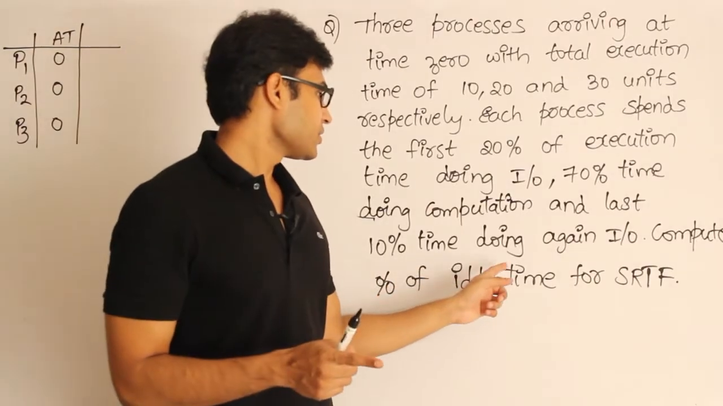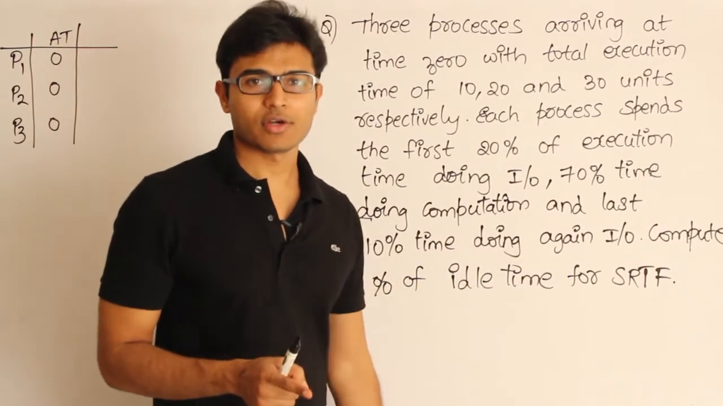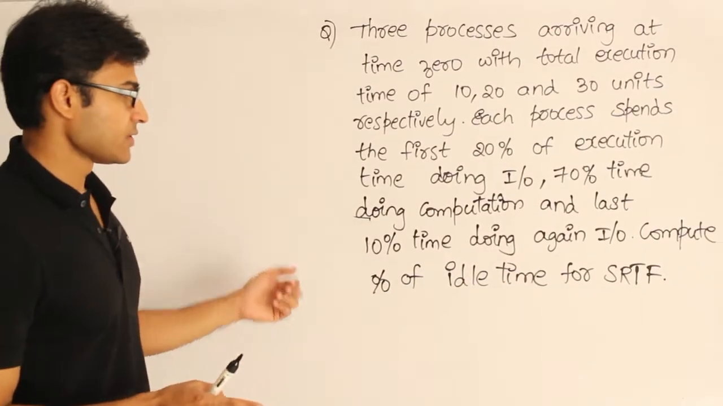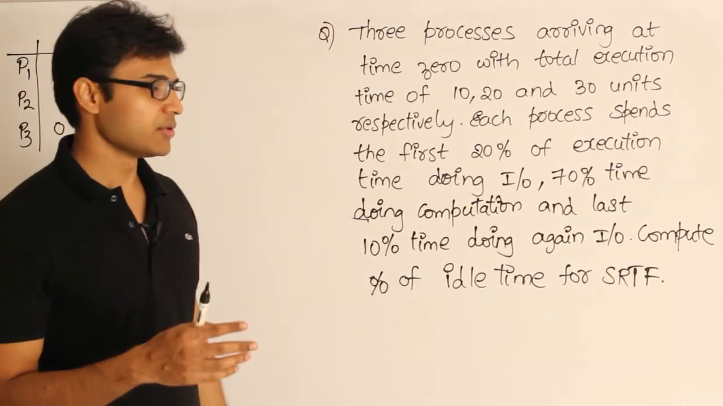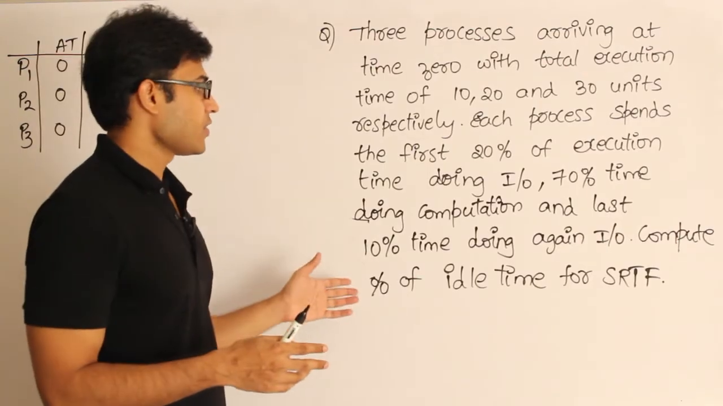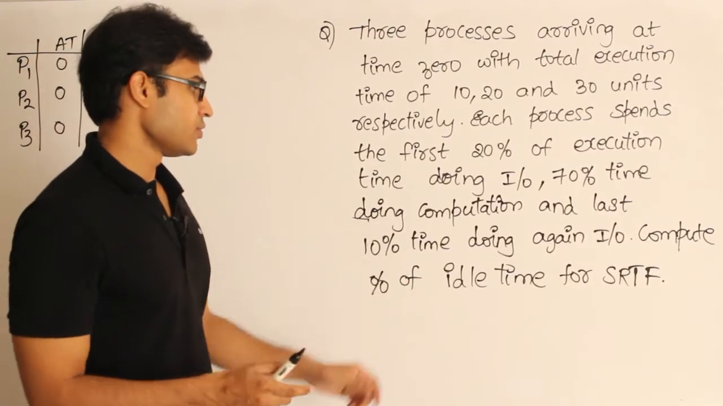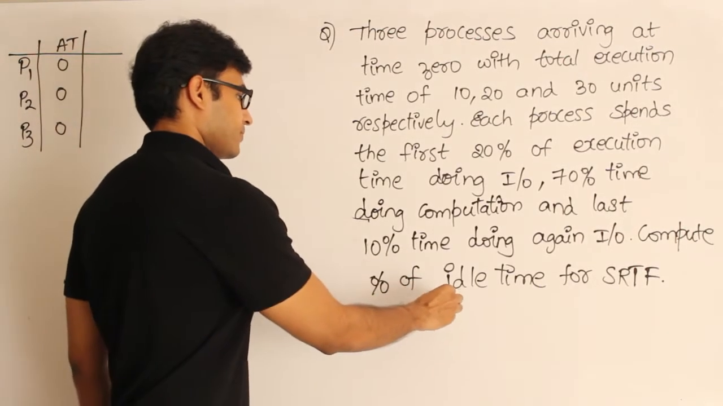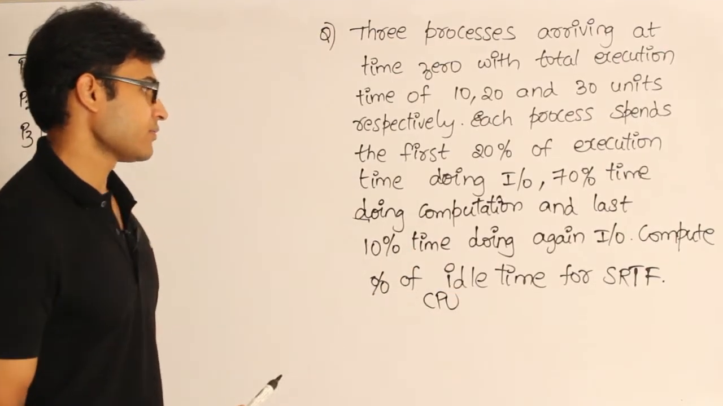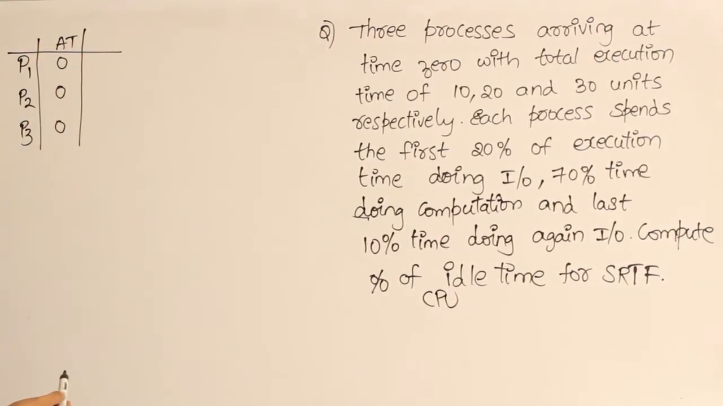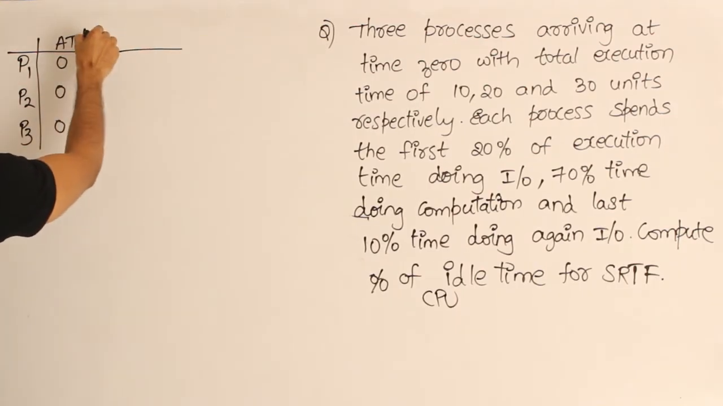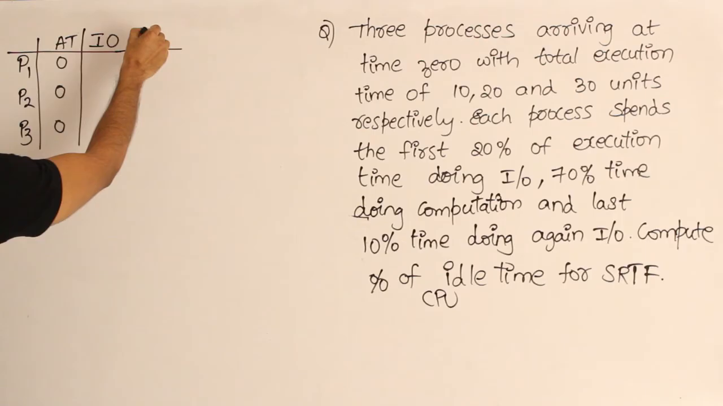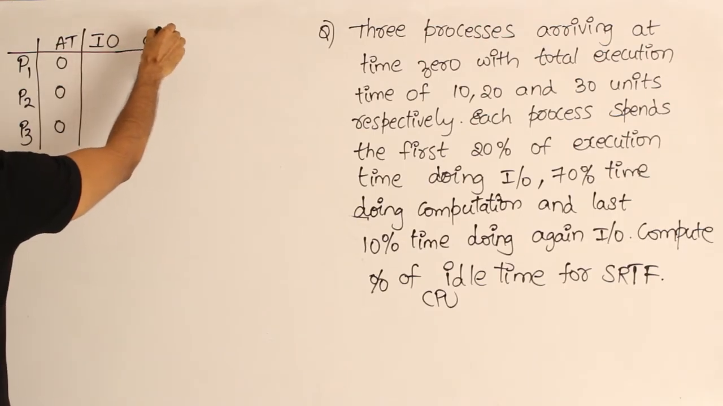Then compute the percentage of idle time for shortest remaining time first. If this is the case, then they are asking us to find out the CPU idle time, the percentage of CPU idle time for shortest remaining time first. First write down the burst time. They have three parts: one is IO and then the CPU and then IO.